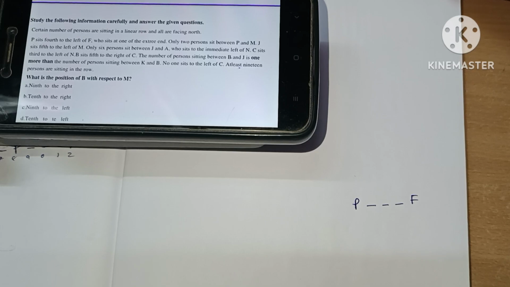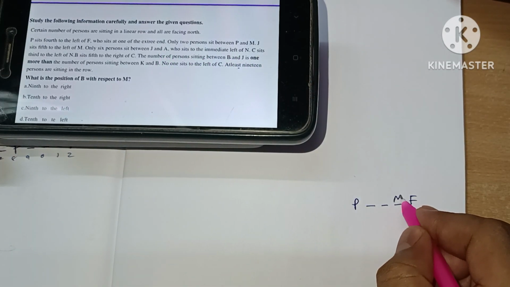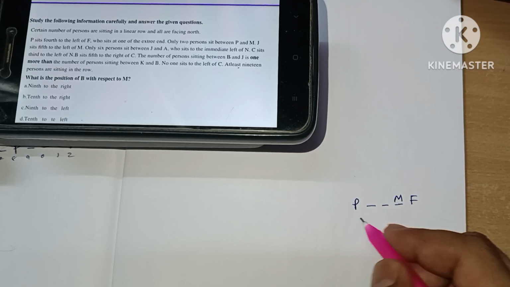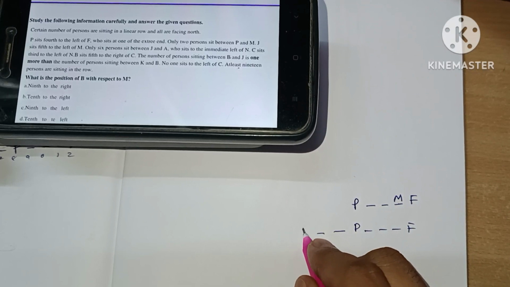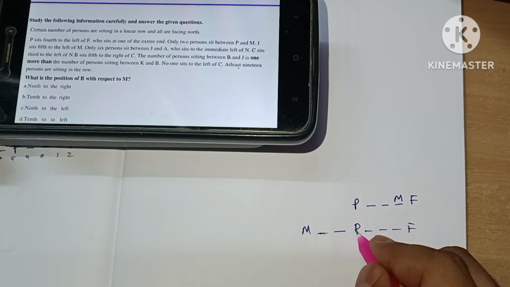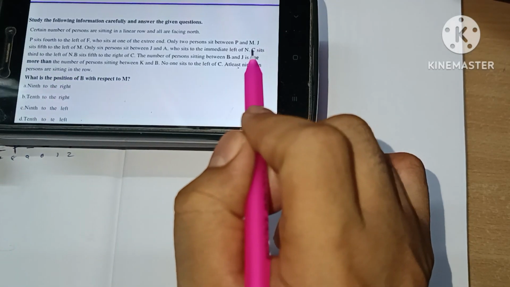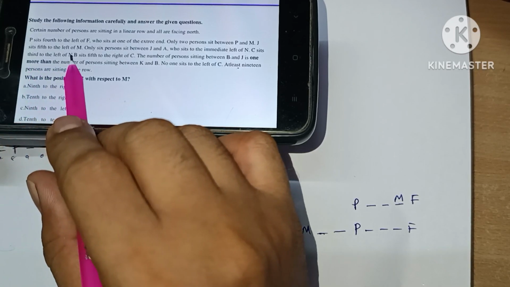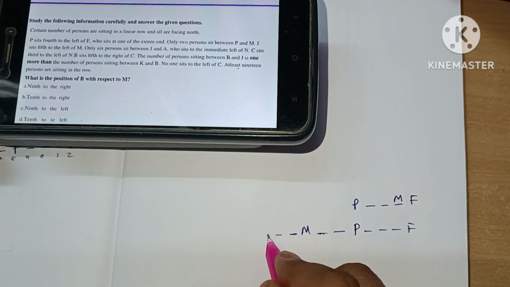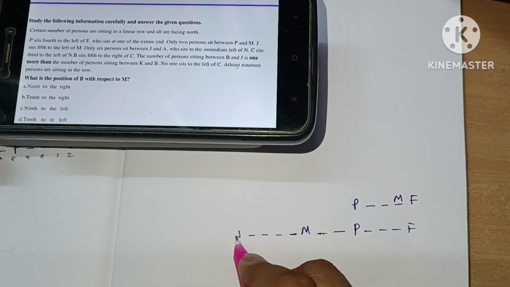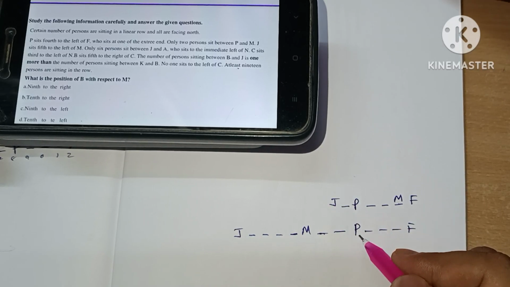Next, only two persons sit between P and M. So the place for M must be either here, or another possibility we can write is this one. We got two possibilities from here. Next, J sits fifth to the left of M. 1, 2, 3, 4. Fifth one is J.